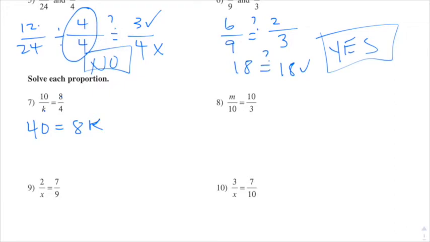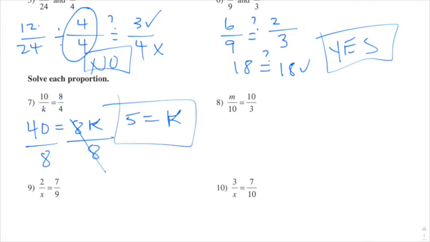Okay, so we want to get k by itself. So what are we going to do? We're going to divide both sides by 8. 40 over 8 gives us 5 equals 8 and the 8 cancel or reduce, and we get k left over, so k equals 5. And that's what they want us to do. Solve each proportion. We find the value of k equals 5.